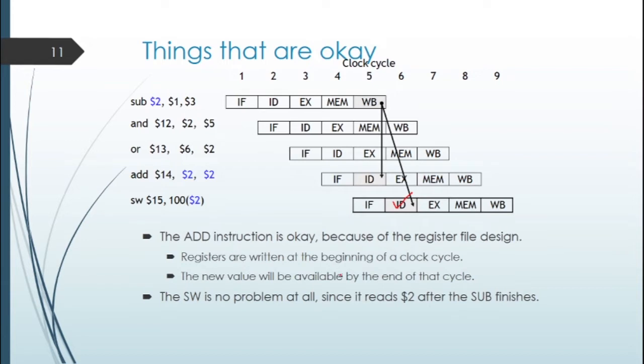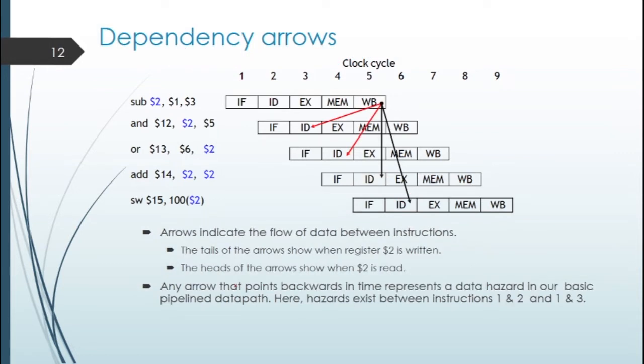Registers are written at the beginning of the clock cycle, and the new value will be available by the end of the clock. So we need the clock cycle edge. We just need the clock cycle edge for the write operation. For read, we don't need anything. So if the data is written at the start of the clock cycle, it can be read at the end. So the store word instruction has no problem at all, because it reads after the write to the register from the first instruction.